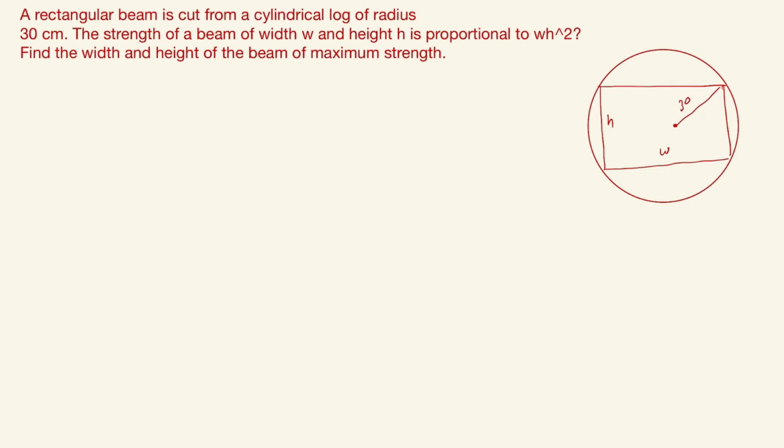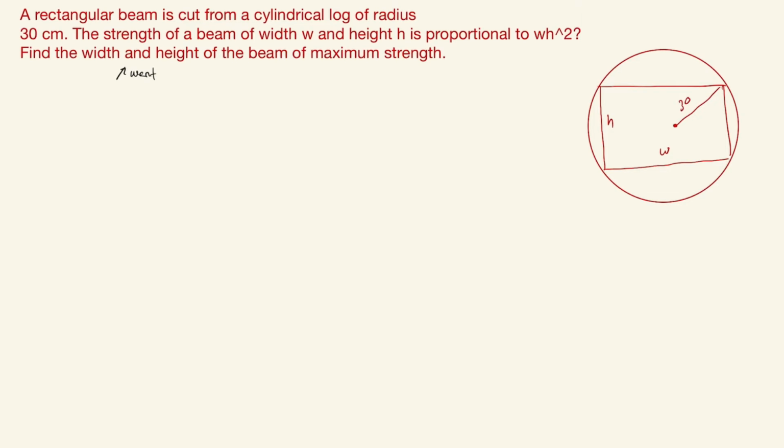A rectangular beam is cut from a cylindrical log of radius 30 cm. The strength of the beam of width W and height H is proportional to W H squared. Find the width and the height of the beam of maximum strength.